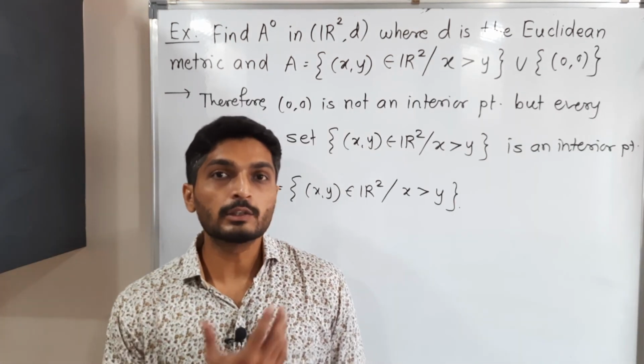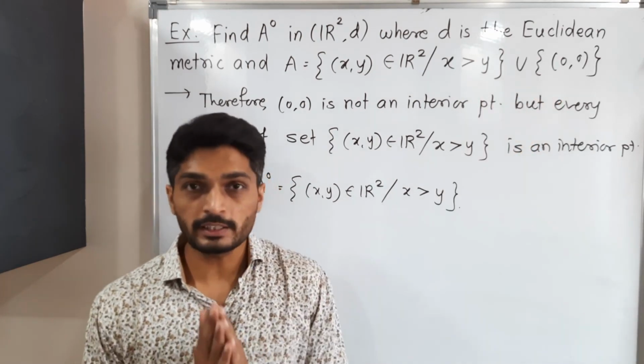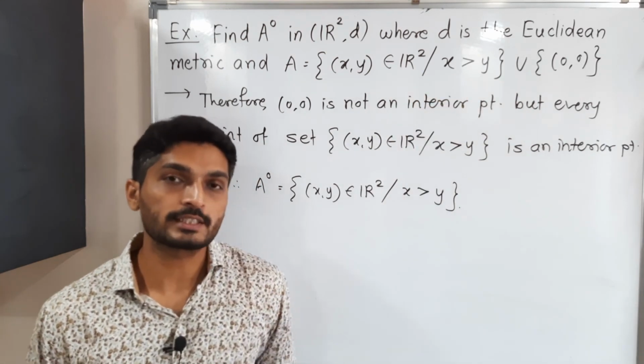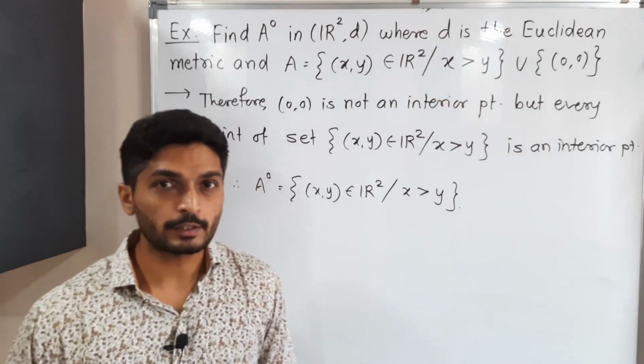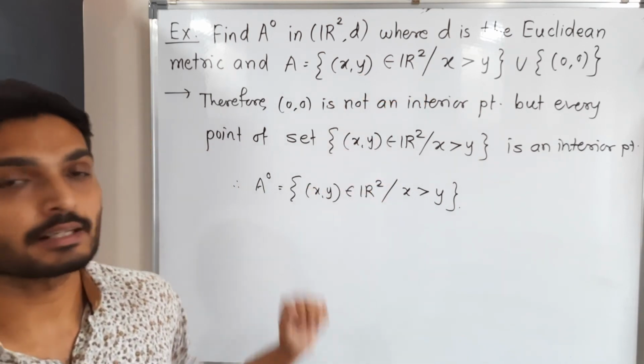So I have written the conclusion on the board. Getting? So our conclusion is that (0, 0) is not an interior point, but other than (0, 0), every point from this part is an interior point. So what is the set of interior points of A? Every point of this part, that means the entire set I have written here.